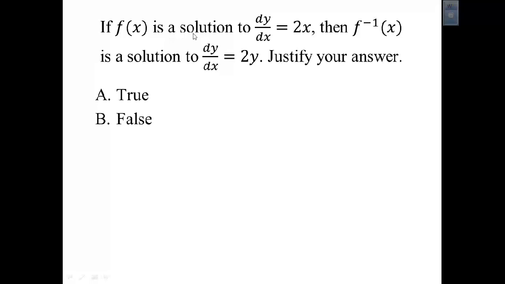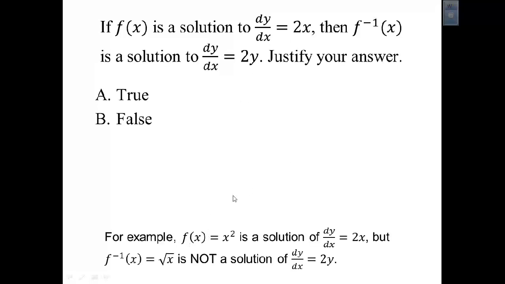All right, if f of x is a solution of dy/dx equals 2x, then f inverse of x is a solution to dy/dx equals 2y. Now, remember, we're always aware of the fact that when we do an inverse, x's and y's change places. There's only one problem. We're talking about the slope here. We're not talking about the actual function. So we've got to be real careful here, and this is not going to be true.